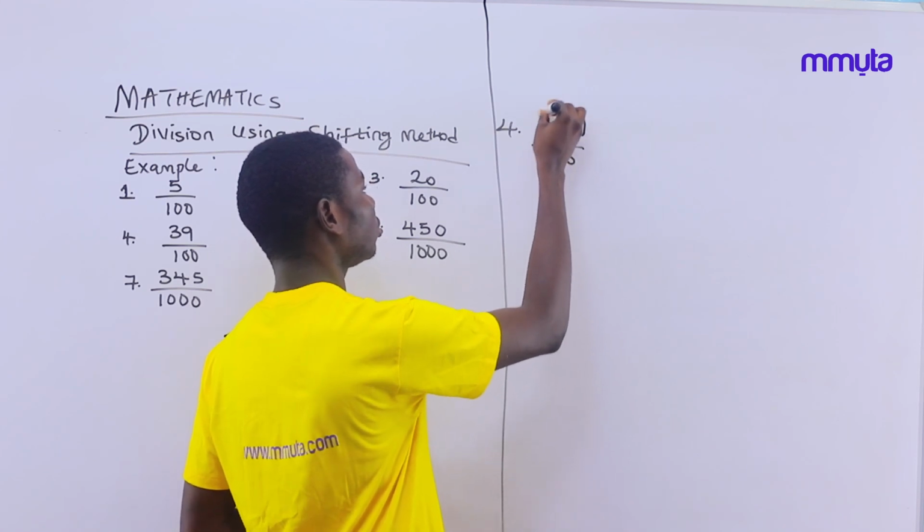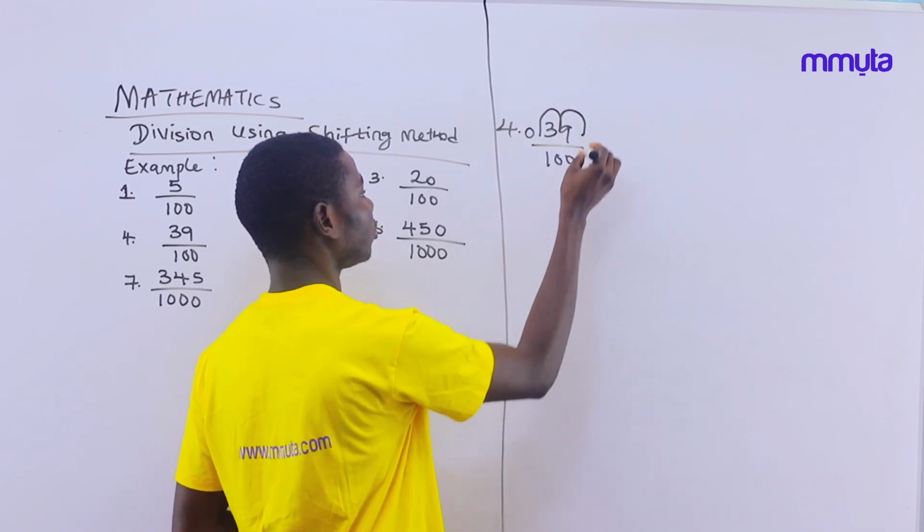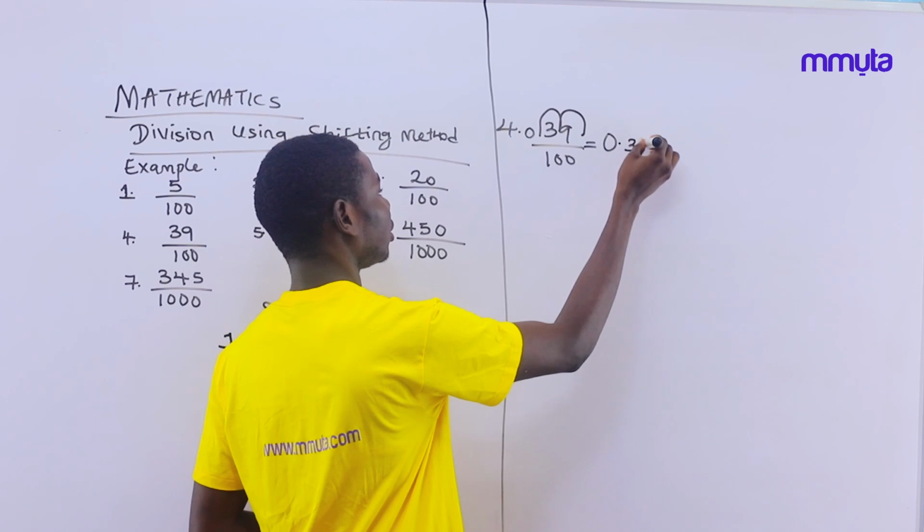Number 4, we have 39 divided by 100. You shift 2 times. 1, 2. Replace here with 0. We have 0.39.